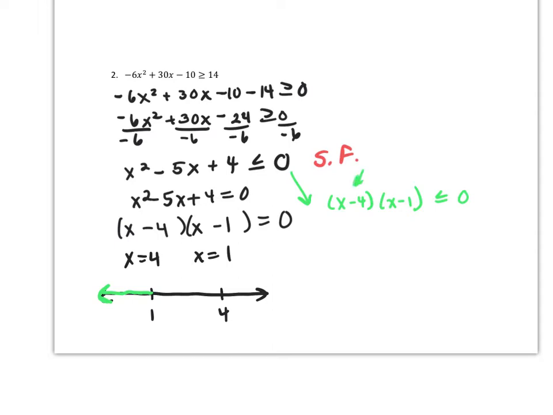All right, so take 0. If you plug a 0 in that first factor, it gives me a negative. 0 in that one, it gives me a negative. A negative times a negative is a positive. Okay, what number do y'all want to choose between 1 and 4? Let's choose 2.